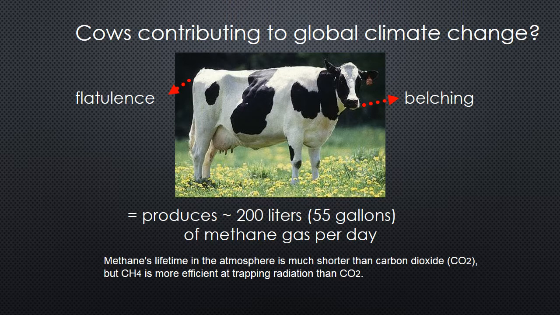So there's your tidbit of information. This is just another little fun fact. Methane's lifetime in the atmosphere is much shorter than carbon dioxide, but it's more efficient at trapping radiation than carbon dioxide. So that's kind of where the idea that it contributes to climate change or global warming came about. I personally am not really convinced that a cow would be that much of a contributor, but that's just my opinion. All right, so that was some fun with our methanogens.